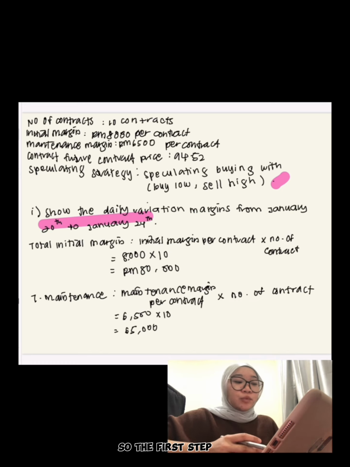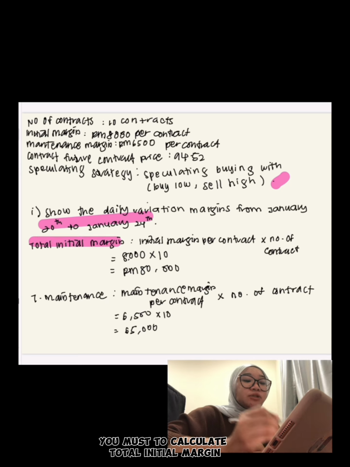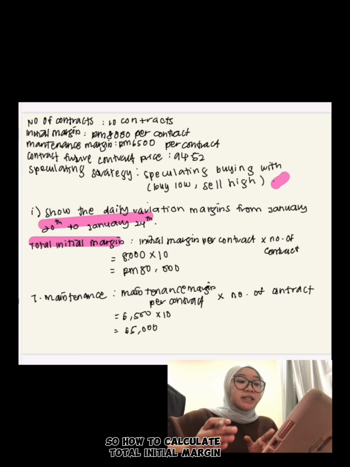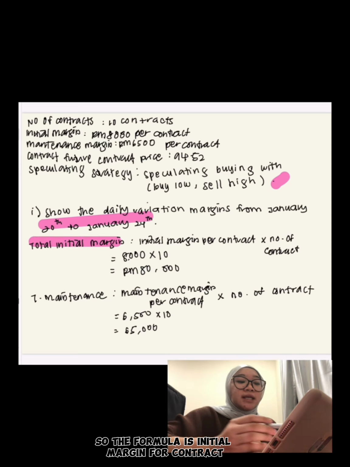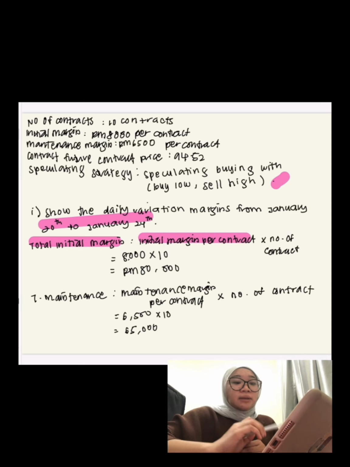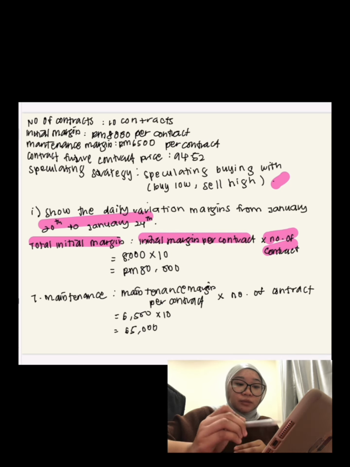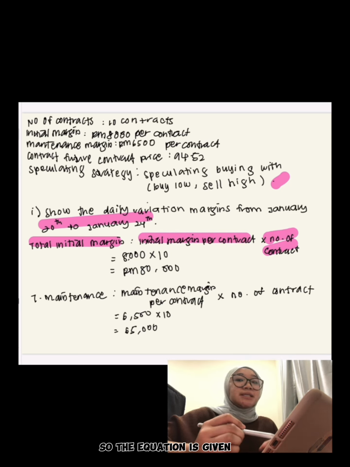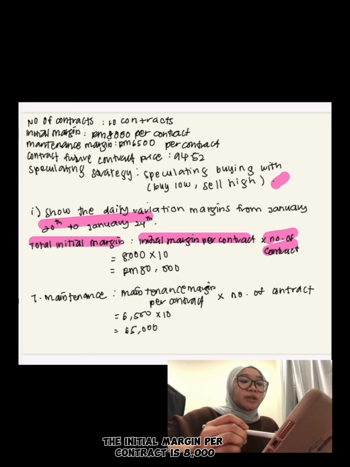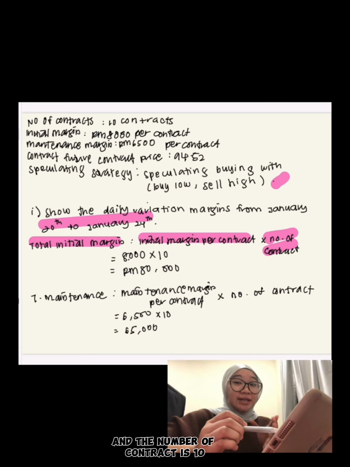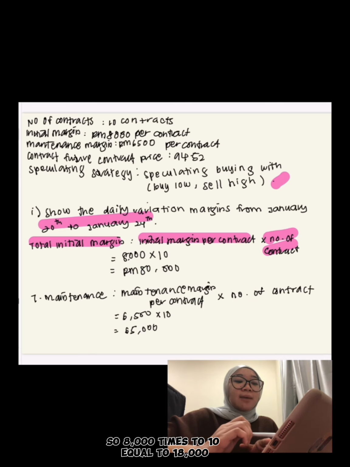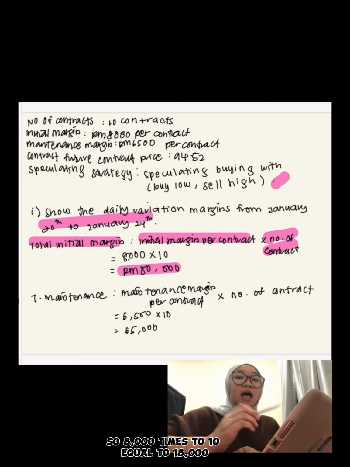So the first step, we must calculate the total initial margin. How to calculate the total initial margin? The formula is initial margin per contract times the number of contracts. The question gives the initial margin per contract as 8,000 and the number of contracts as 10. So 8,000 times 10 equals 80,000.